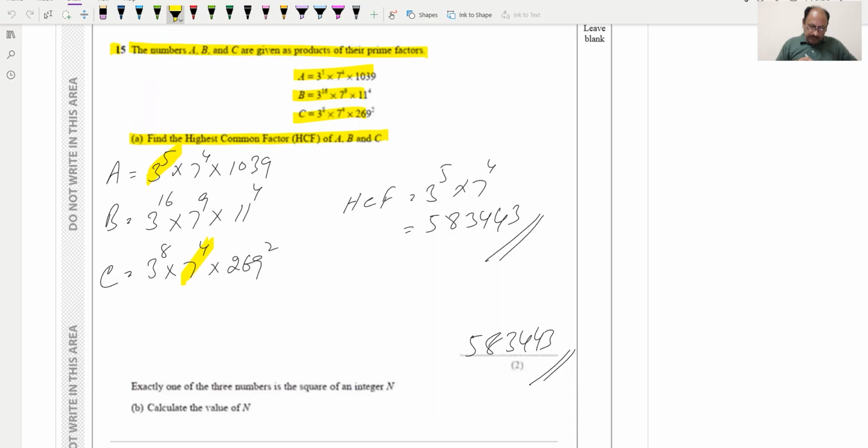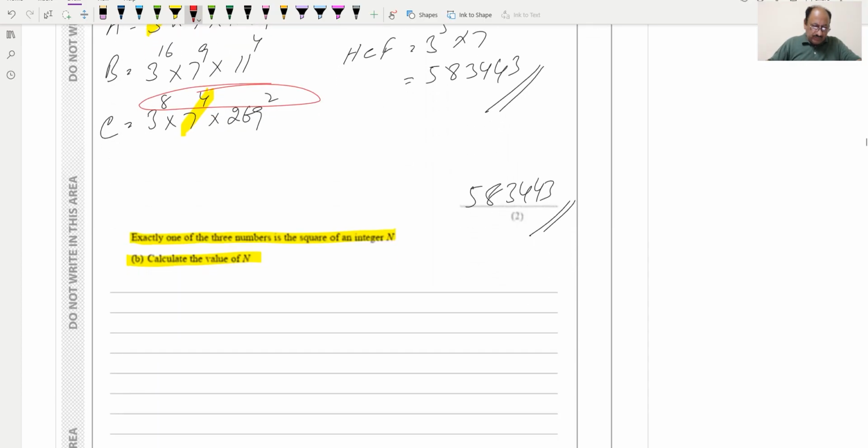B part: exactly one of the 3 numbers is the square of an integer n. Calculate the value of n. So if we check the numbers, 3 raised to the power 5 is not a square number, and similarly 7 raised to power 9 is not a square number. So these are not square numbers. We can even check this, so we can take the square root of C.